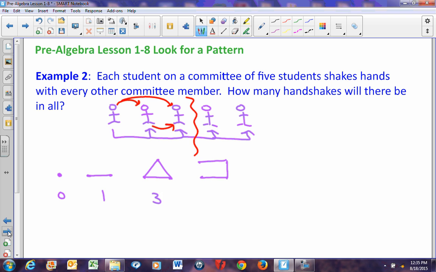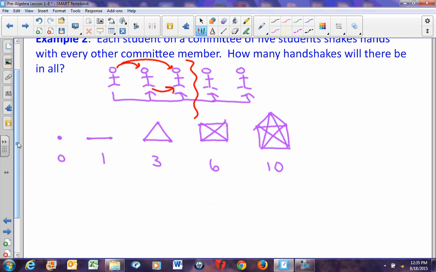If there are 4 students, 1, 2, 3, 4, and then this person will take this person. So that's 6 handshakes. Okay? And last but not least, 1, 2, 3, 4, 5. 1 handshake, 2 handshakes, 3 handshakes, 4, 5, 6, 7, 8, 9, 10 handshakes. Okay. If we made a little table here, same problem. How many handshakes will there be with 5 people?